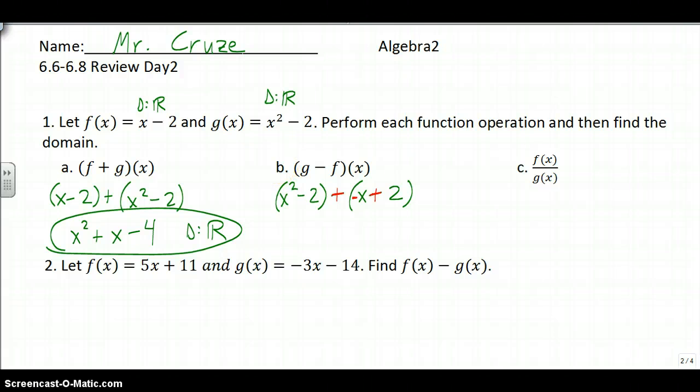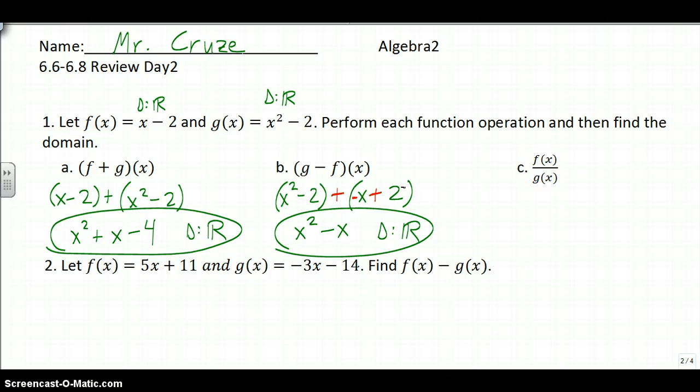X squared, once again, has nothing to combine with, so it's just x squared. Plus a negative x will just be minus x. And negative 2 plus 2 now is just 0. So that's it. And your domain is, of course, all real numbers again. Be careful of the minus. You don't want to do anything that you're going to regret later.